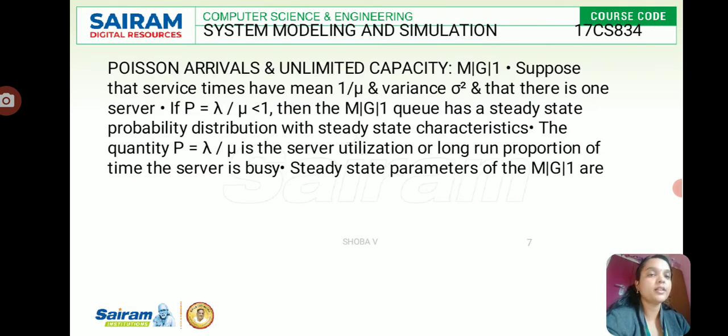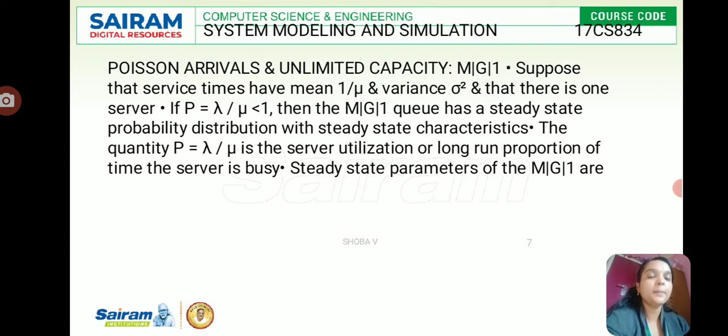Poisson arrivals and unlimited capacity. If for a long run any average number of calculations are needed and the service time becomes a long process, then we consider the system capacity or the unlimited capacity case with Poisson arrivals. Suppose the service times have mean 1 by mu and variance sigma squared, and there is one server. If P equals arrival rate divided by service rate, which is less than 1, then we can use this M/G/1 queue as a steady-state probability distribution with the steady-state characteristics.